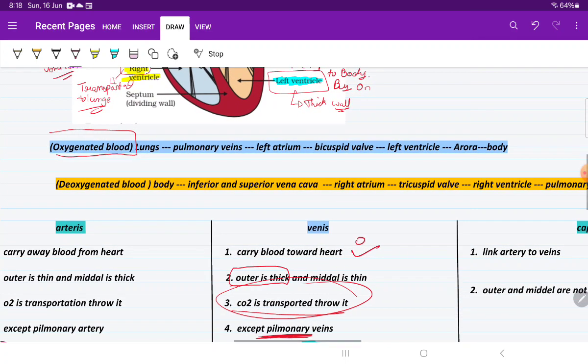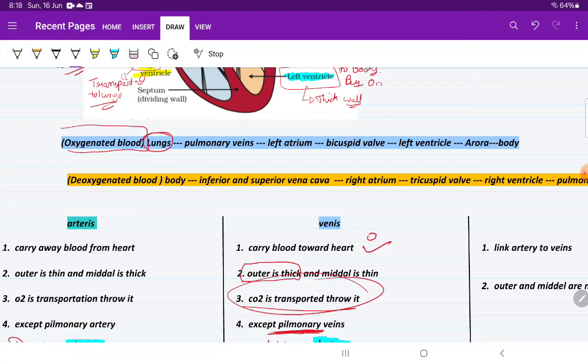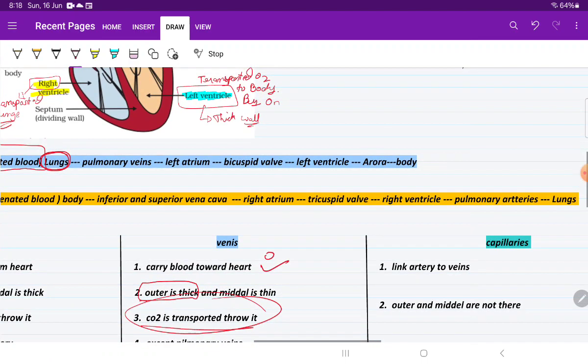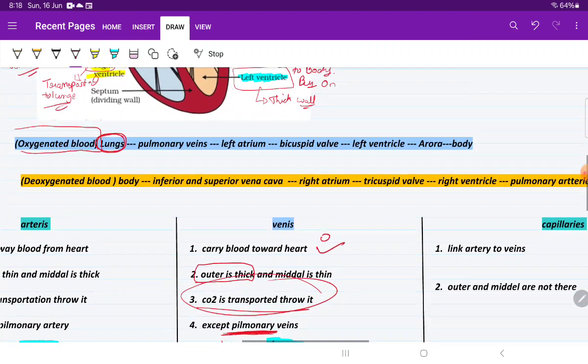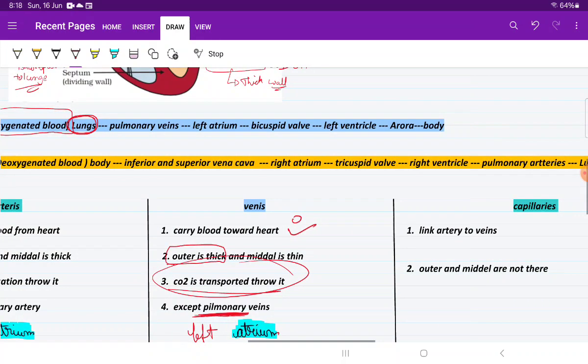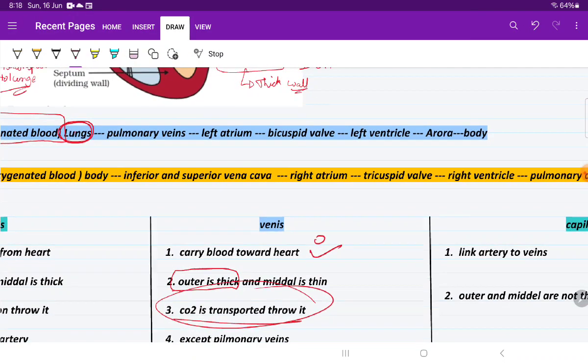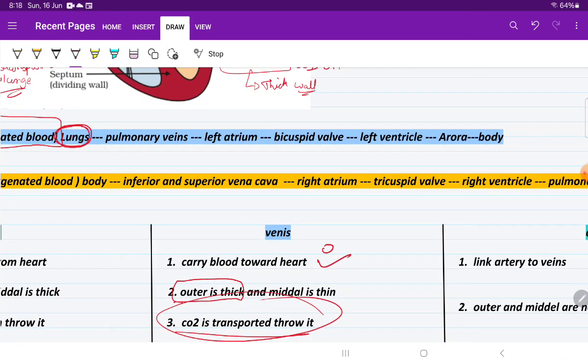First of all, the oxygenated blood comes to the lungs. We will inhale the oxygenated air and exhale the CO2. So first of all, the lungs receive the oxygenated blood. Then from the lungs there is a pulmonary vein. I have told you there is a pulmonary vein which is connected to the left atrium, which transfers the oxygenated blood to the left atrium.